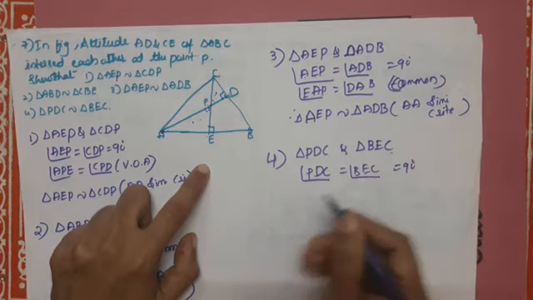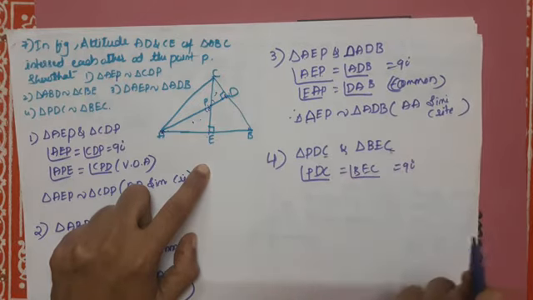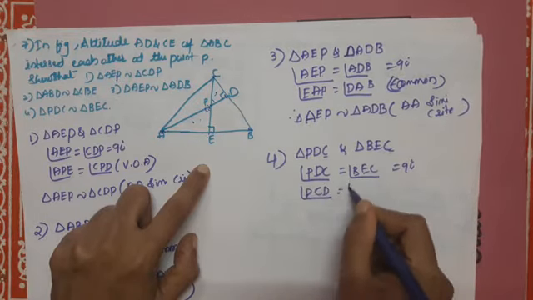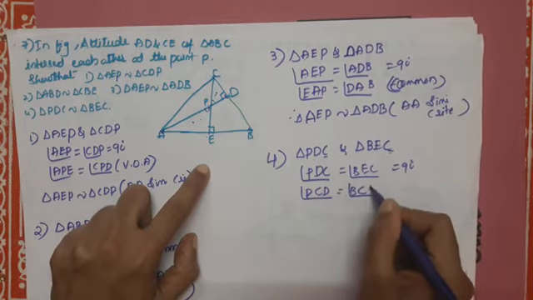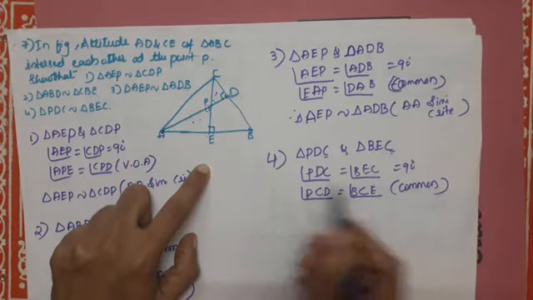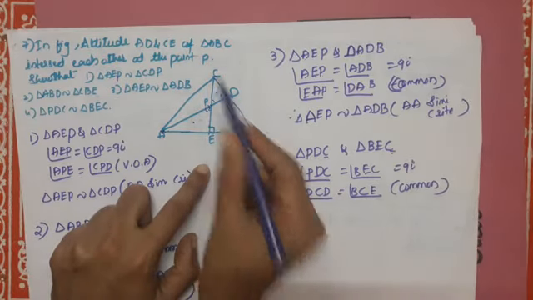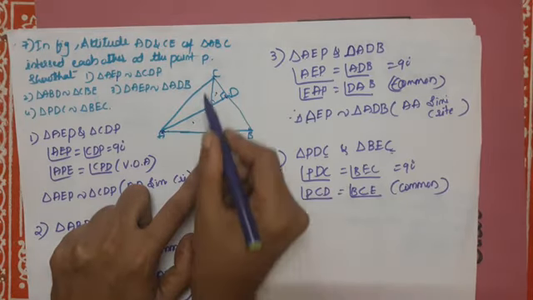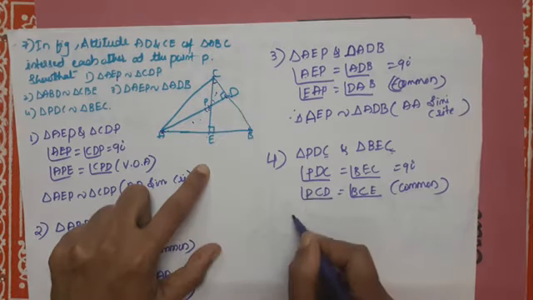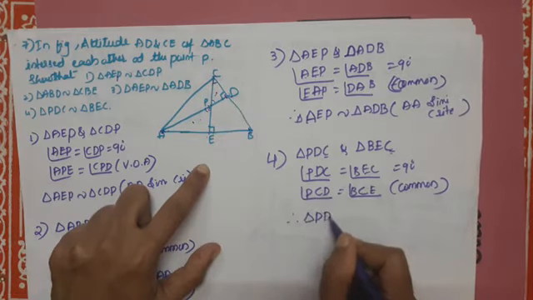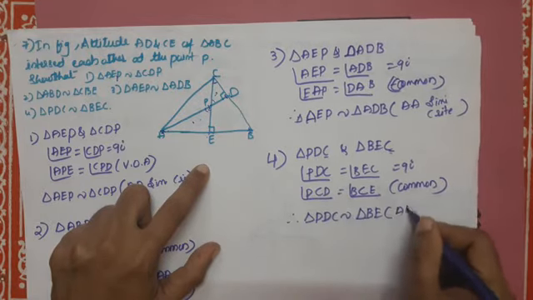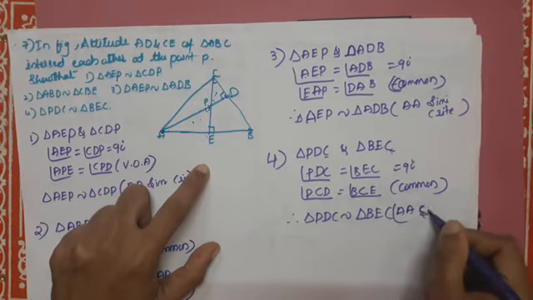One angle is equal, and here angle C is common. The angle PCD equals the angle BCE, which is the common angle. You can see in triangle PDC and BEC, C is common. Therefore triangle PDC is similar to triangle BEC, again by the angle similarity criteria.